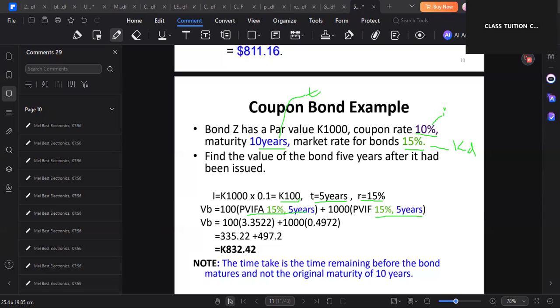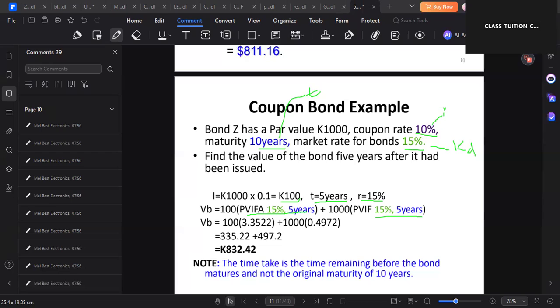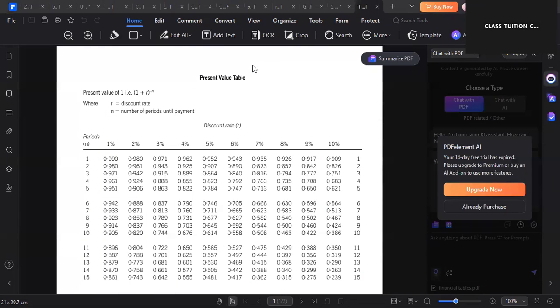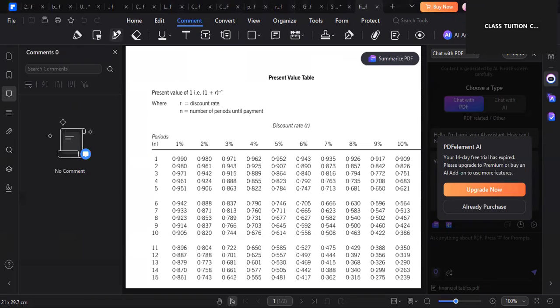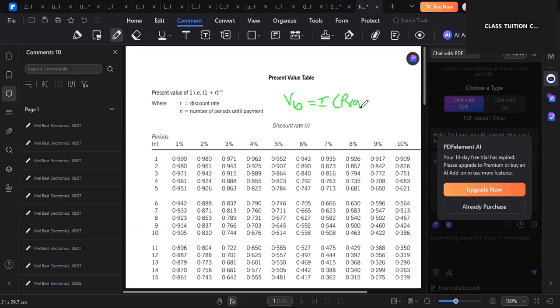From the formula, the way I summarized it, VB is equal to what? Capital I on the annuity factor and M on the interest factor. So don't swap these two. All right, so VB is equal to what? Capital I on the annuity factor, PVA, and M on the interest factor. So what was our rate? Our rate was what?